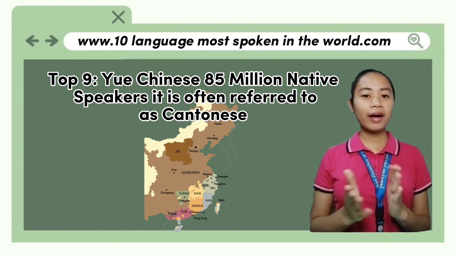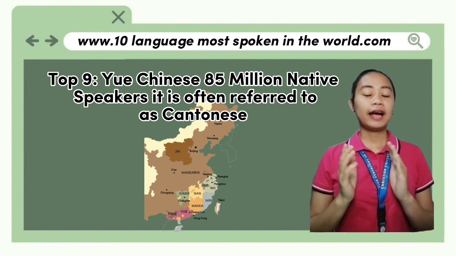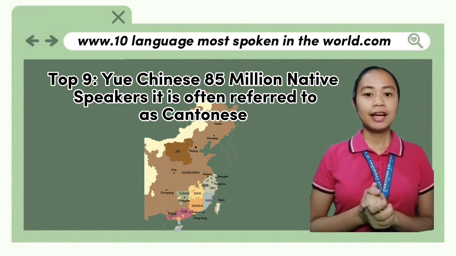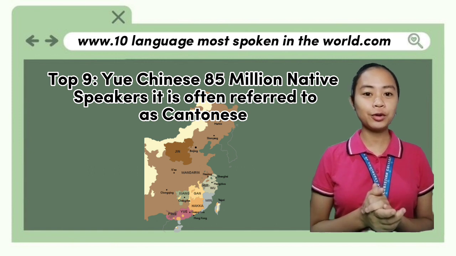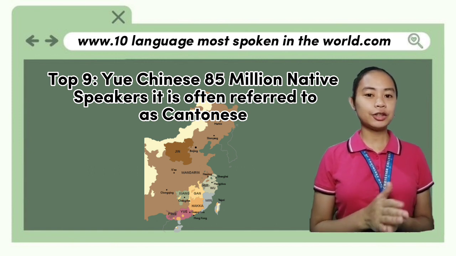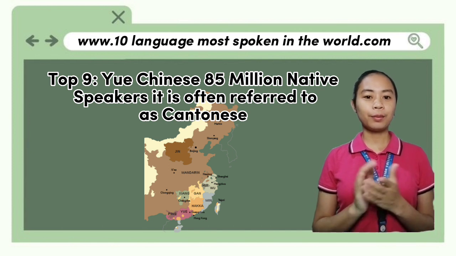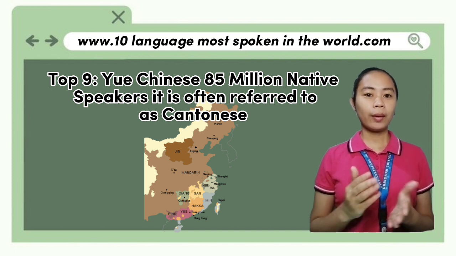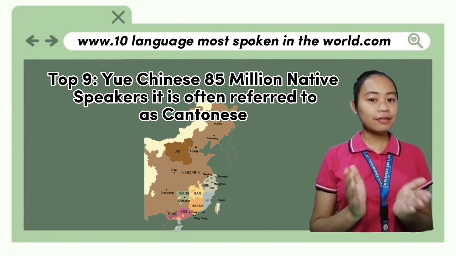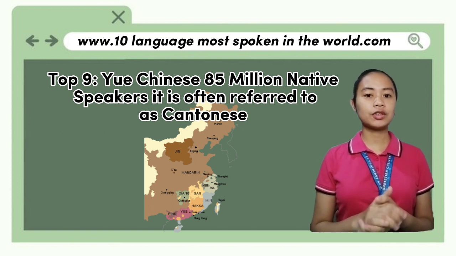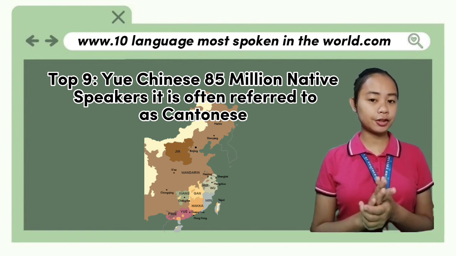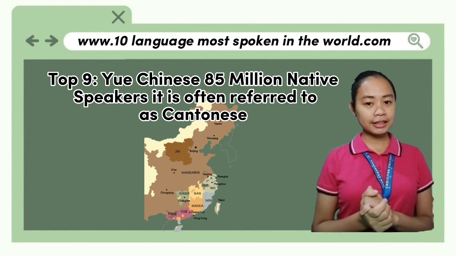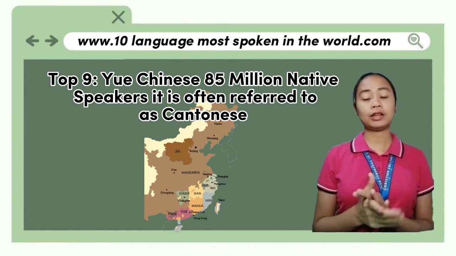Top 9. Yue Chinese. Yue Chinese has 85 million native speakers. It is often referred to as Cantonese. It's a group of languages spoken in southern China, particularly in the region of Lingnan, which includes both the Guangdong and Guangxi provinces. Although Yue varieties share a lot of vocabulary with Mandarin, the two languages are completely different in pronunciation, consonants, and tone. Sentence structure, like verb placement, may sometimes differ between the two dialects.